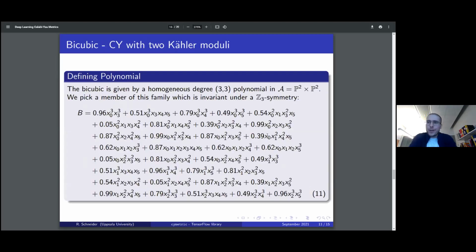Okay, the second example I'm gonna tell you about is the bicubic manifold, and this is a degree 3 polynomial in P2 times P2. And here we pick a member of this family which is invariant under a Z3 symmetry, and this has 2 reasons. First of all, we usually want some Calabi-Yau with freely acting symmetries in heterotic compactifications. And second of all, it simplifies the problem a little bit. So this has 34 monomial terms here. And if I would just pick a generic member of this family, this polynomial would have 100 terms.